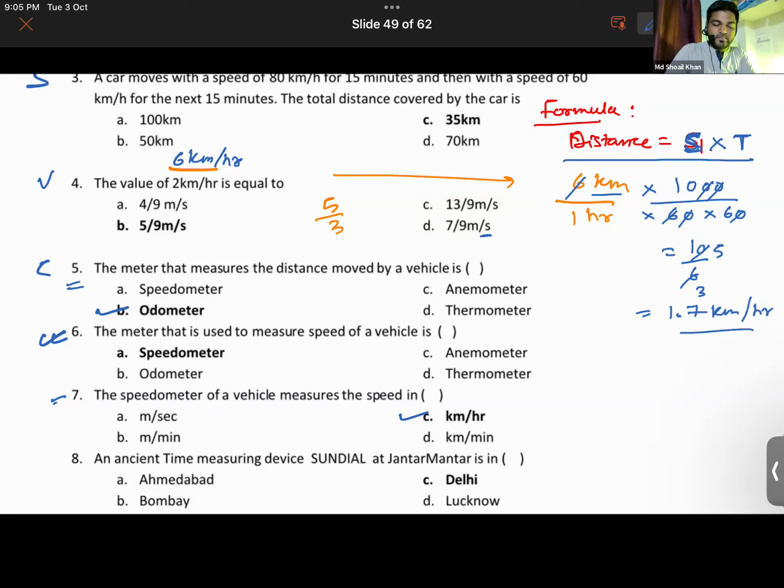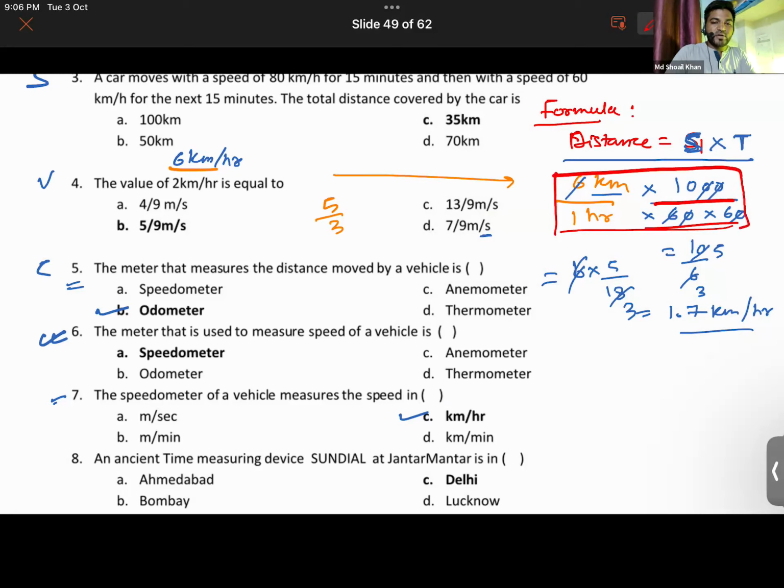So we can also use 5 by 18. Simply multiply it with 5 upon 18, and that will be 5 upon 3. But you need to know this method also. Although the method is very simple, many times students confuse whether it's 5 upon 18 or 18 upon 5, and they get the answer wrong then.